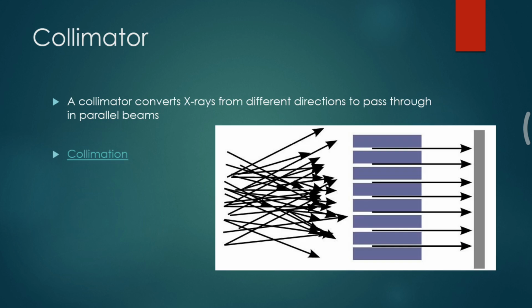The next is a collimator. When the X-rays are emitted, they all scatter in different directions. Now, if they scatter in different directions, then the image cannot be captured. So we need to send them through a collimator. A collimator primarily converts all these rays which are moving in different directions to pass in a parallel direction. So how does this occur?